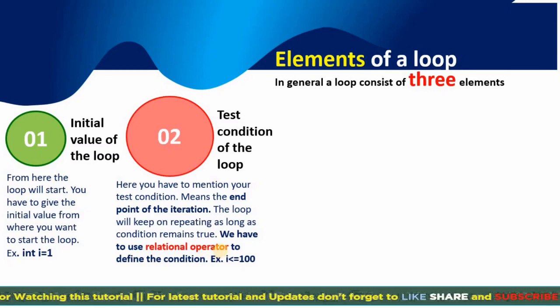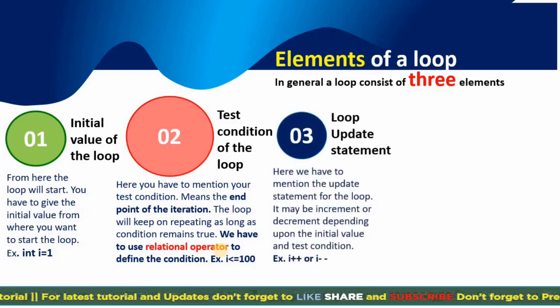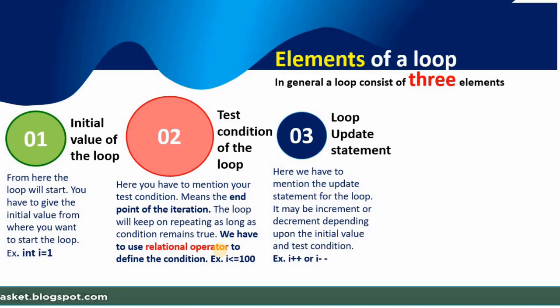Now let's move on to the third part. The third element is the loop update statement. Now loop update statement is very important. Remember, this tells you how you will proceed, that means from the initial value how you will proceed towards your test condition value. So as we have our initial value as 1 and we have to go towards 100, to move towards 100 we need to increase the value 1 by 1. So initially it is 1, then it will be 2, then 3, then 4, 5, 6, so on, and we'll move towards 100.